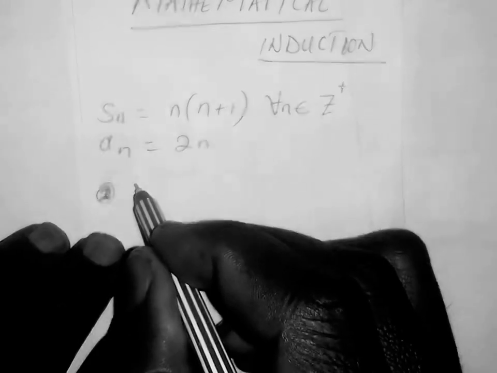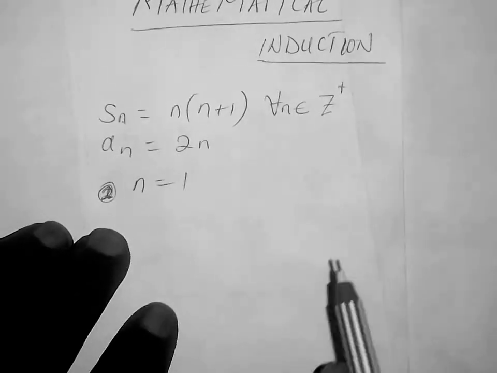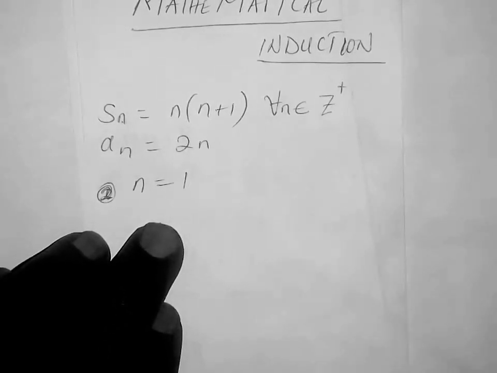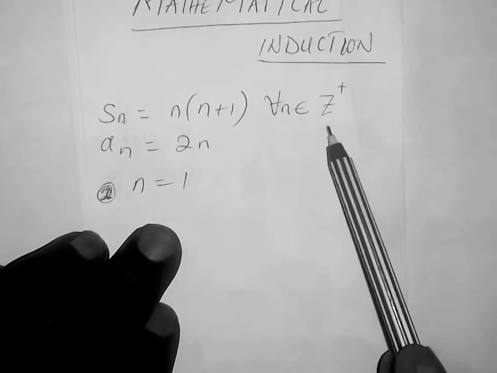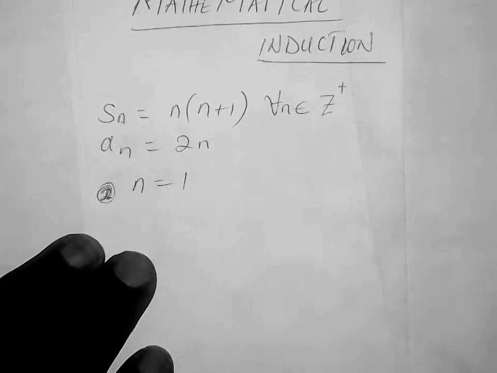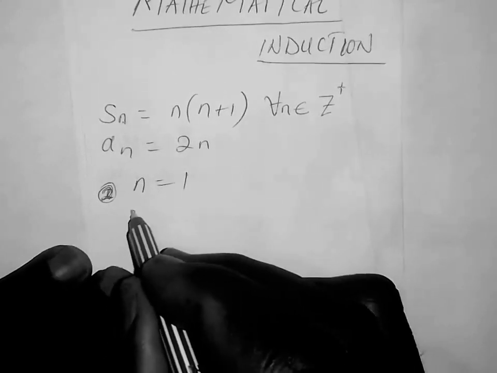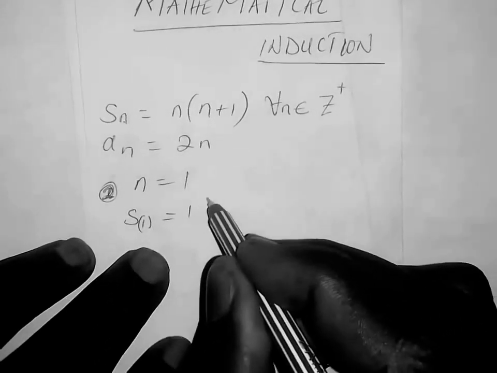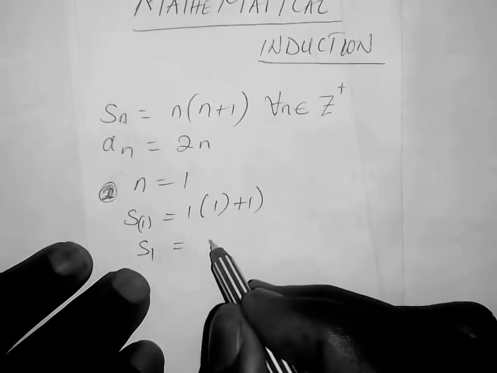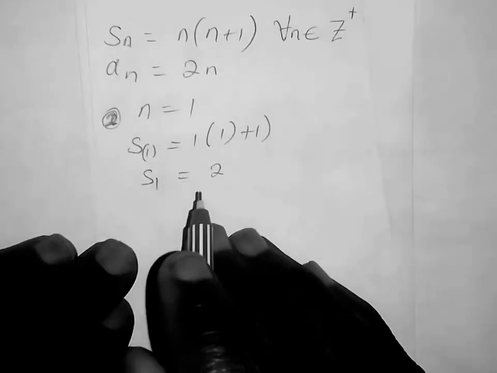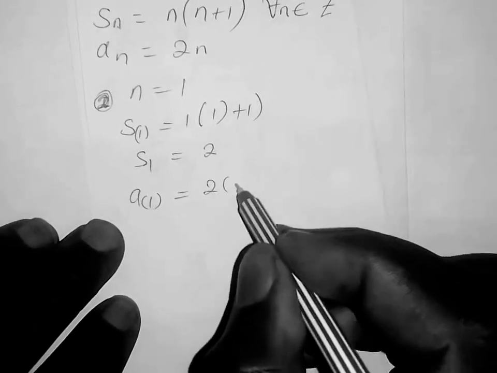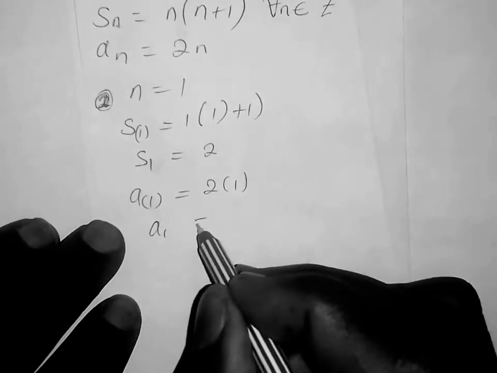Your second step, you just solve for n equal to 1. I've used n equal to 1 because in this case we've not been given a restriction as such, but it has only been given that it holds for all positive integers, so you can start from 1 or 2 or anything. So S1 is equal to 1(1 + 1), then S1 is equal to 2. Then from there we have A1 is equal to 2(1), so A1 is equal to 2.